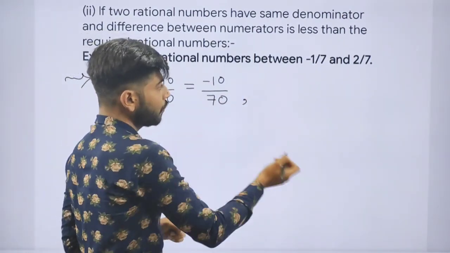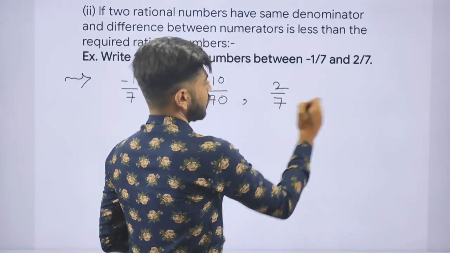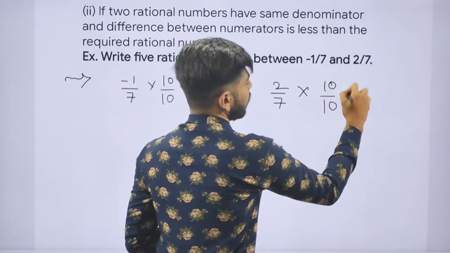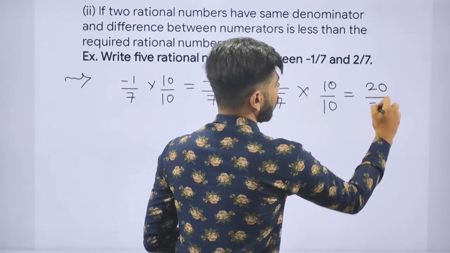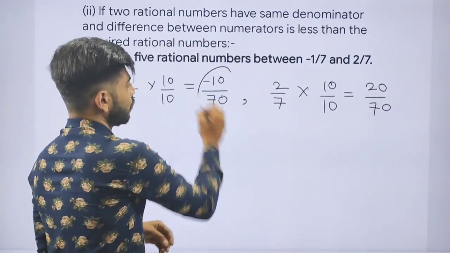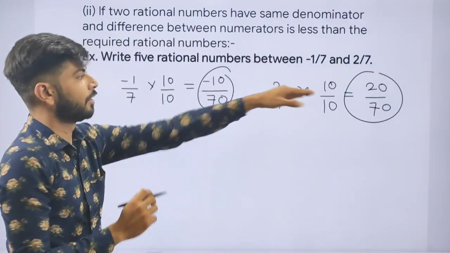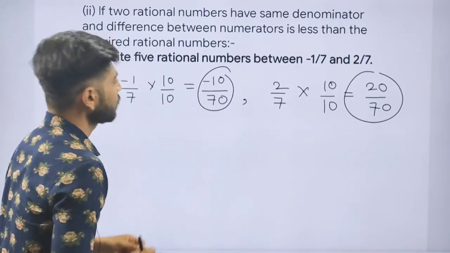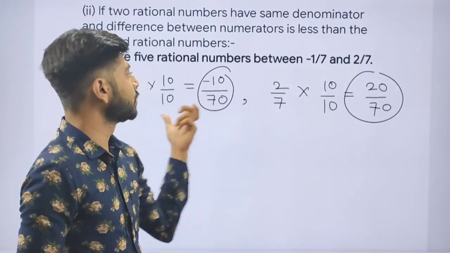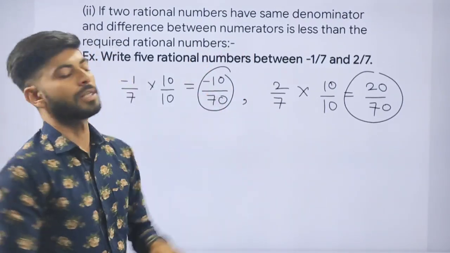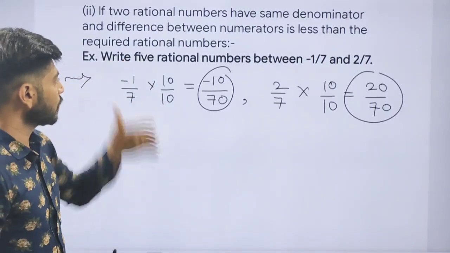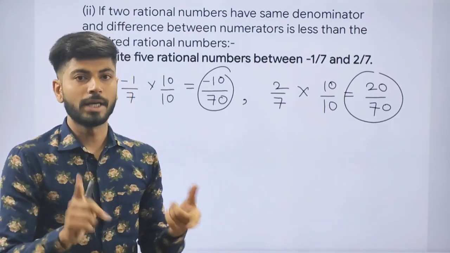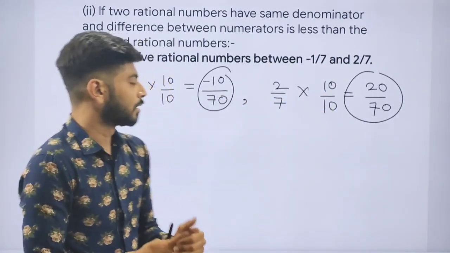Next, we have 2 upon 7. Again, we will do the same thing. We will multiply it by 10 upon 10, so we will get 20 upon 70. Now, you can see the denominators are same and the difference between numerators is very large. So what we will do? We can now easily write the rational numbers between 20 upon 70 and minus 10 upon 70. We need only 5, but the difference between 20 and minus 10 is 30. You can write 29 rational numbers between these two numbers.